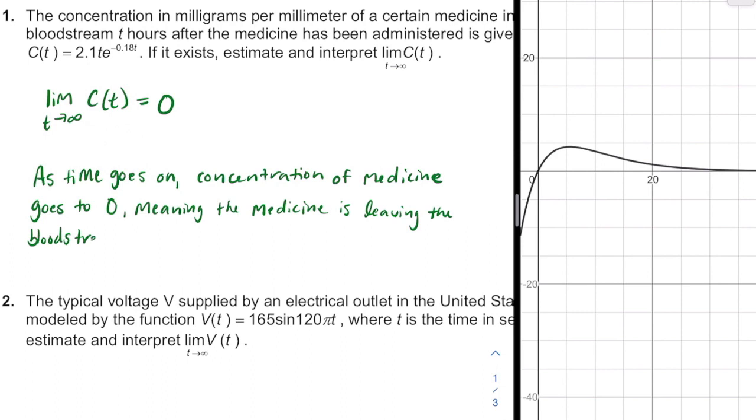There is absolutely no one way to say that. If some other way to think about it makes more sense to you, that's fine, but that's my way of thinking about it. As time goes on, the concentration of the medicine is going to zero. This means that the medicine is being filtered out or processed out of the bloodstream, and as time goes on, the medicine won't be present anymore.